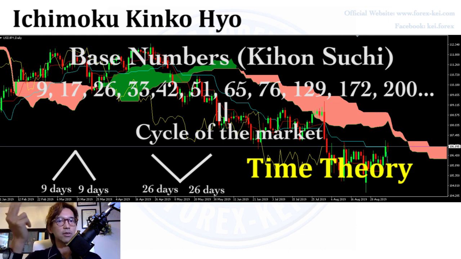Others are called wave theory and price observation theory, that you can expect where the next price target can be, and it focuses on the vertical line, which I will talk about later.